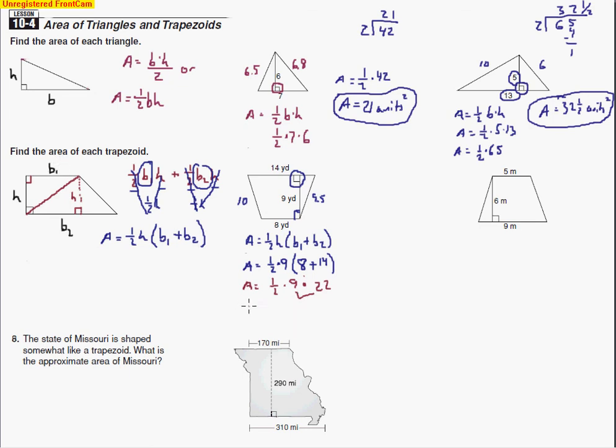So now I have area equals 1/2 times by 198. So now I need 2 times by 1/2. Well, to do that, I'm just dividing by 2. I'm doing 2 into 198.